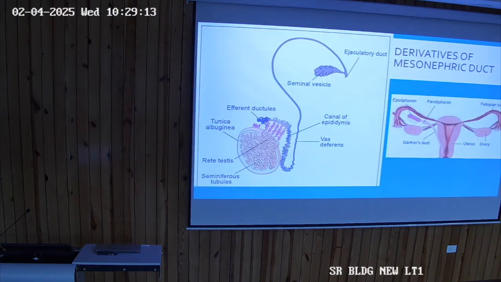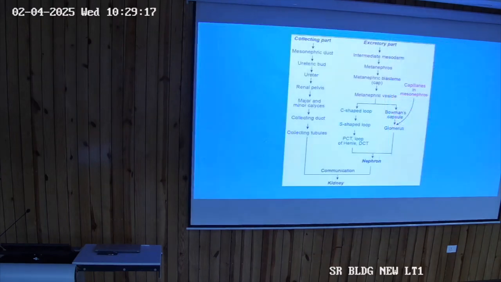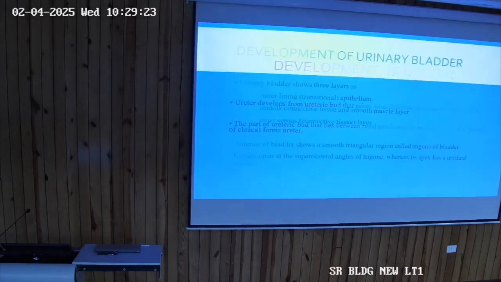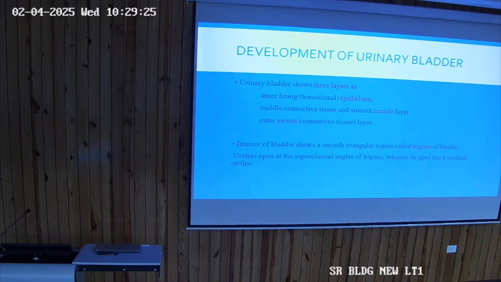So these are the derivatives of the mesonephric duct. Next, moving on to the bladder. This we have discussed in short, given in the flow chart. No need to discuss again. Ureter we have discussed. Now coming back to the urinary bladder. So you have this mucosal layer, then the connective tissue and the smooth muscle layer, and the outer layer is going to have serosa.